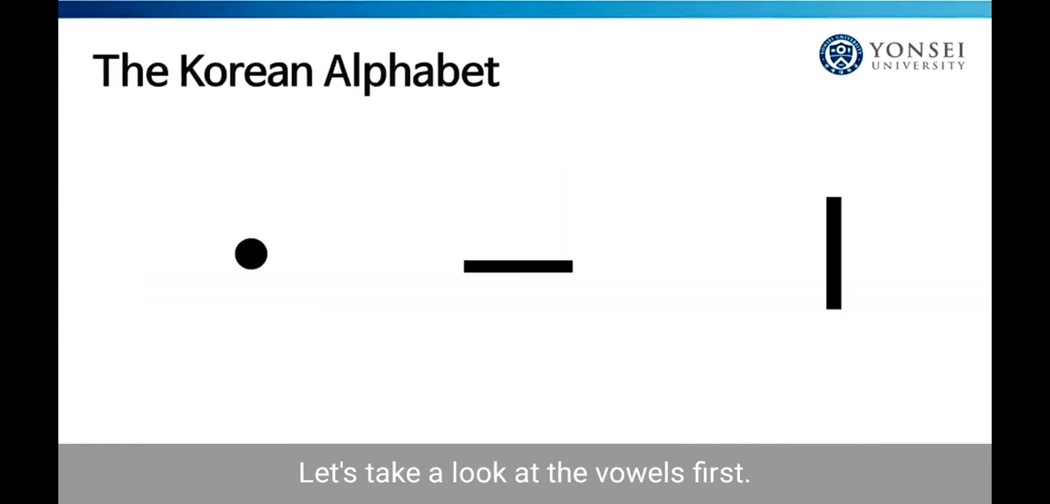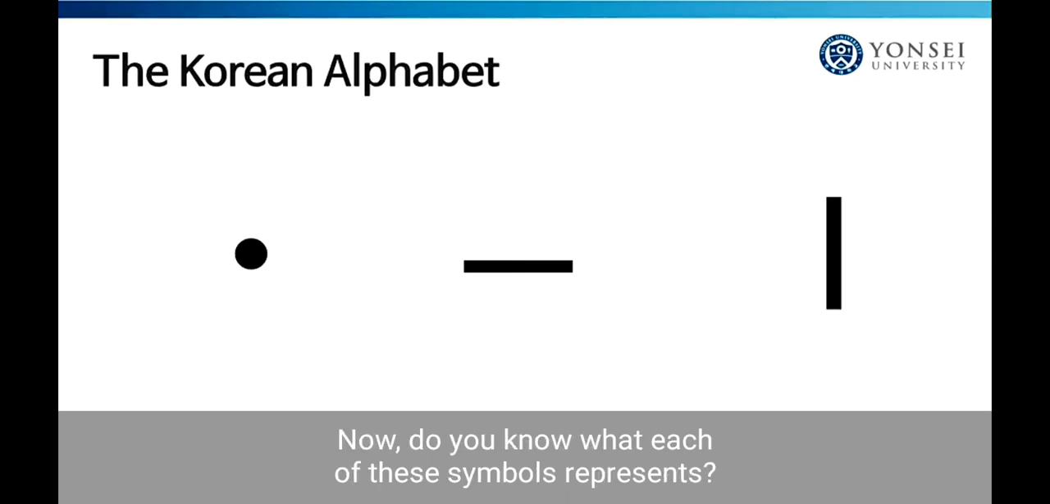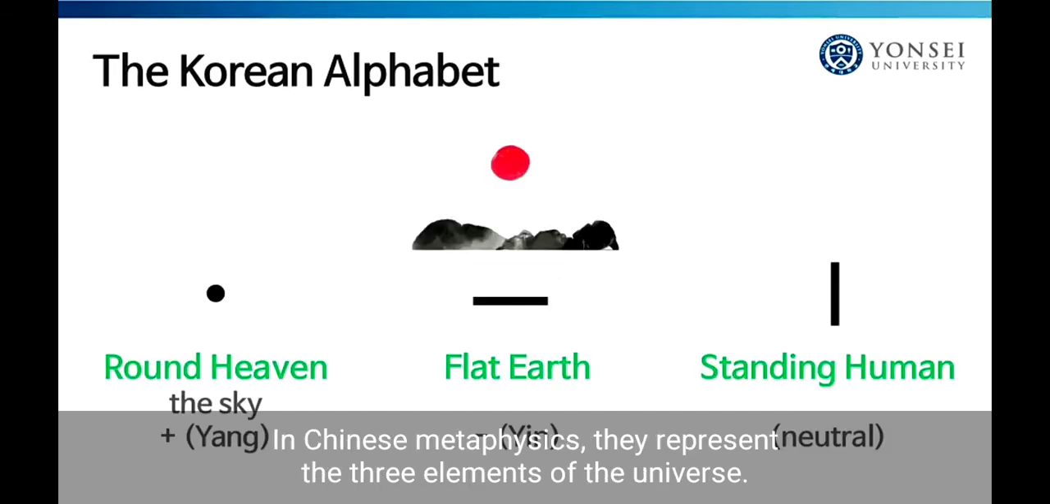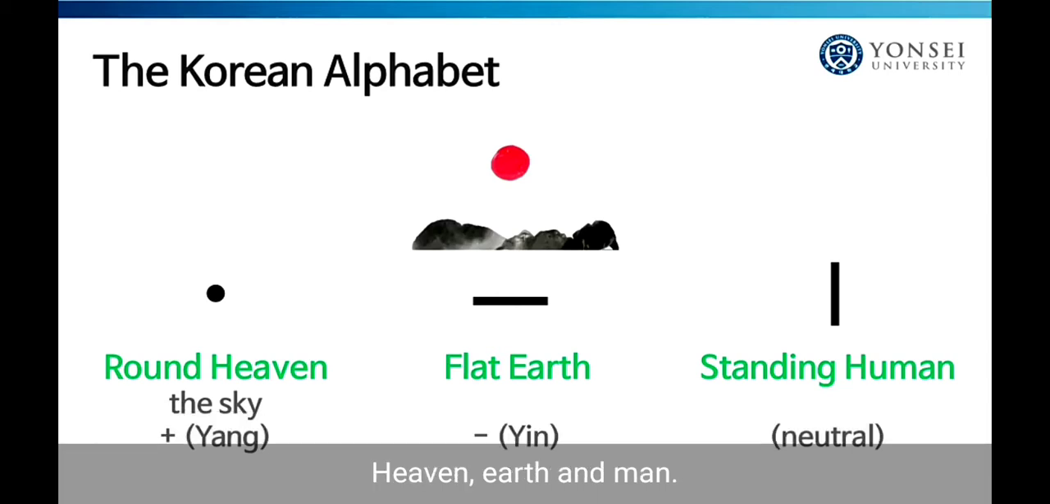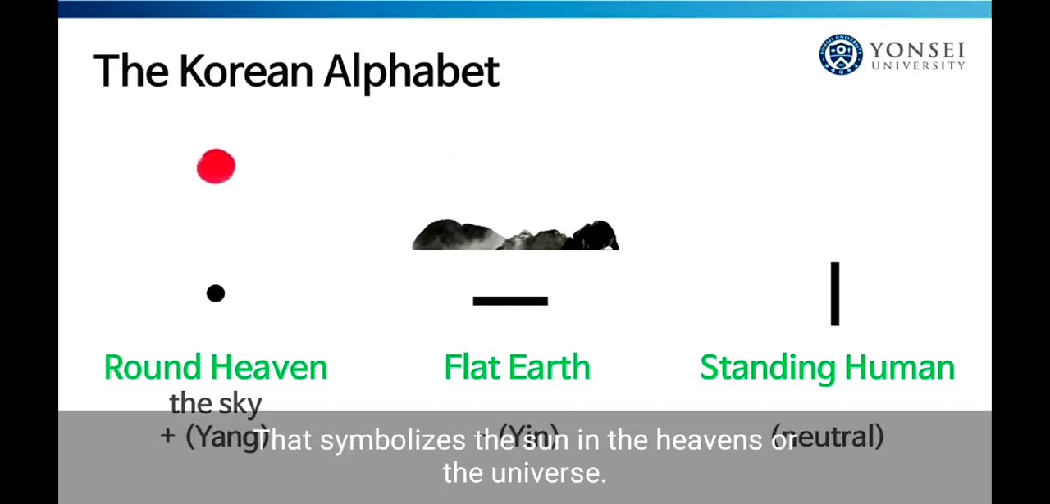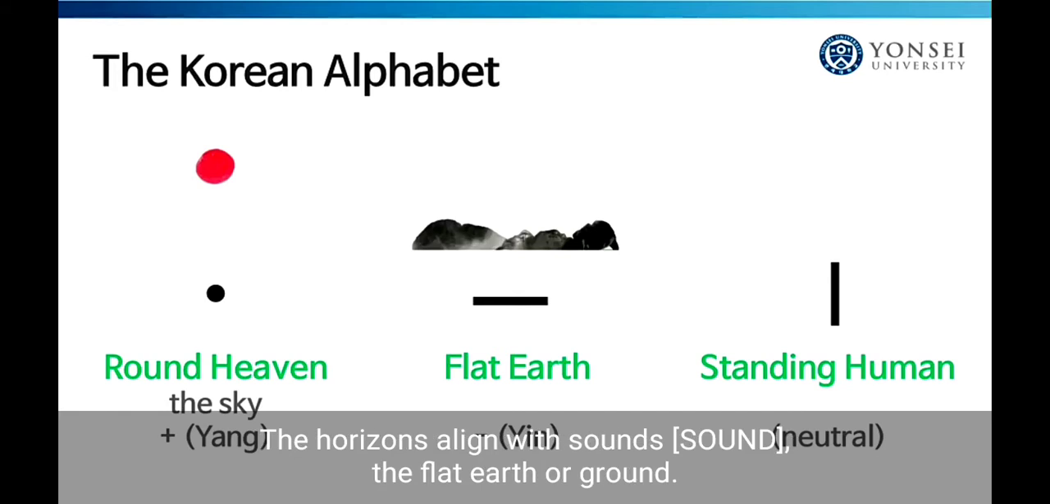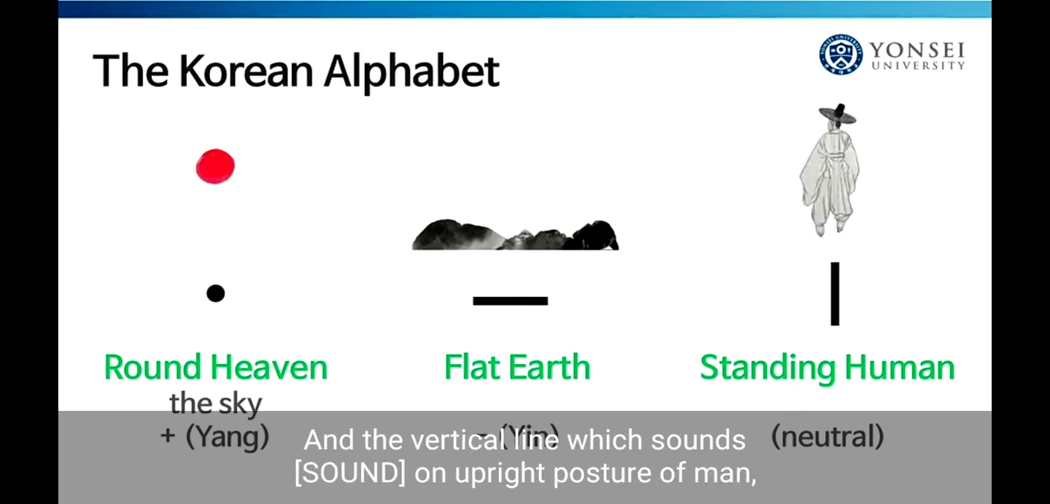Let's take a look at the vowels first. They were made up of these 3 characters. Now, do you know what each of these symbols represents? In Chinese metaphysics, they represent the 3 elements of the universe: heaven, earth, and man. The dot symbolizes the sun in the heavens or the universe, the horizontal line, which sounds U, the flat earth or ground, and the vertical line, which sounds E, an upright posture of man.